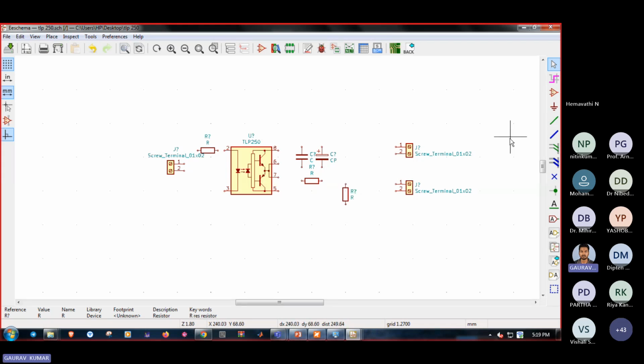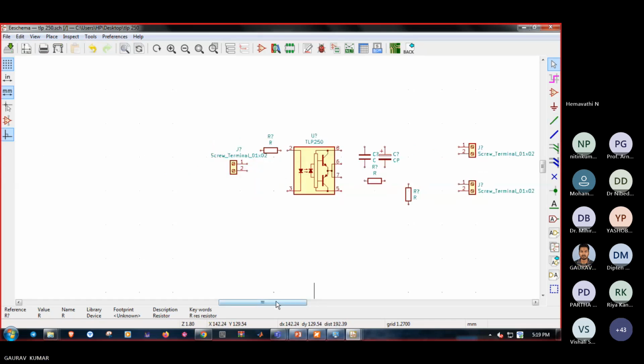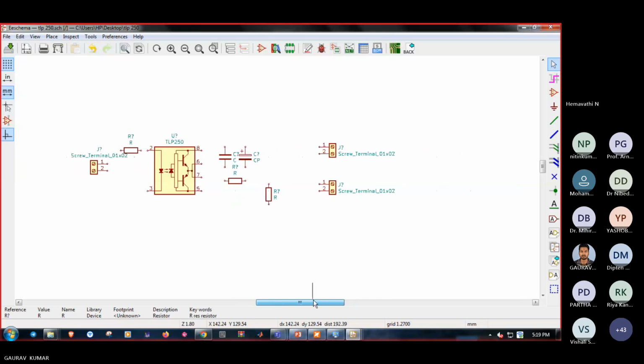Okay, now we have to connect it. So we have to go for the place wire option. Take place wire, then single click, then double click. Again single click, then double click. Okay, then both capacitors have been connected in parallel.